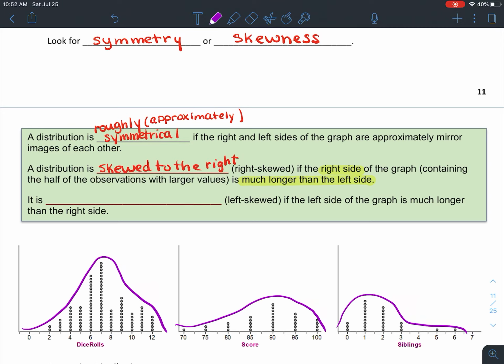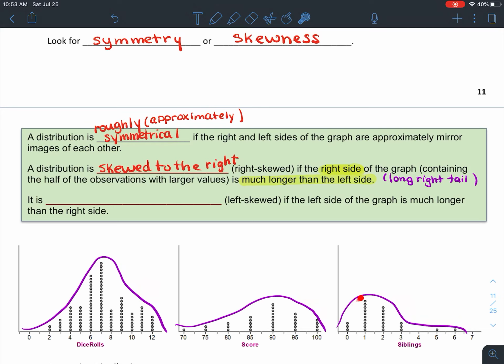So of these 3 graphs, the one that appears to be skewed to the right, we're looking for where there is a much longer left side. I'm sorry, I said that wrong. I feel like maybe I just highlighted this part a little bit incorrectly here. The right side of the graph has to be much longer than the left side. So I like to think of it as it has a long right tail.